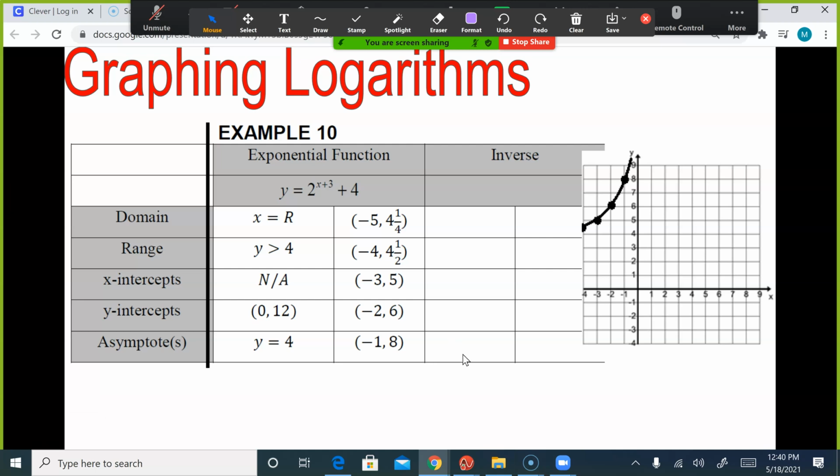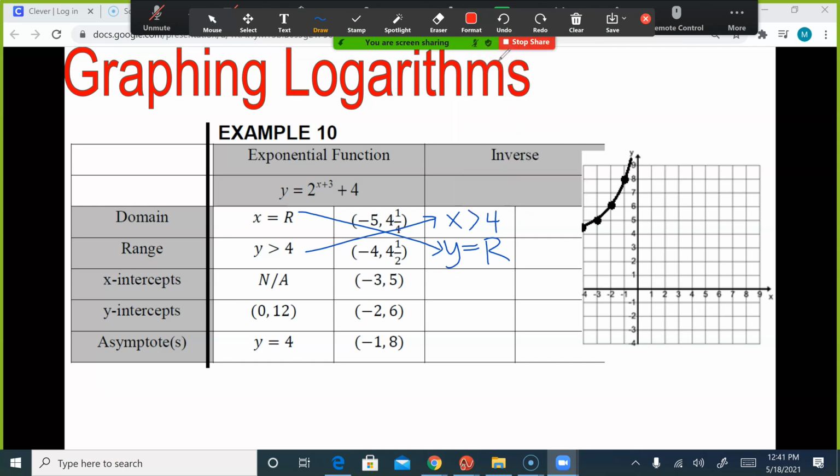Alright, so here's the last one. Again, just getting the information for this one. I'm not going to graph it. You can graph it if you want. Just switch the points around. But just so you know how to do the ones in the homework: the x becomes the y. The domain becomes the range. The range becomes the domain. Just remember to change it to an x is greater than 4.